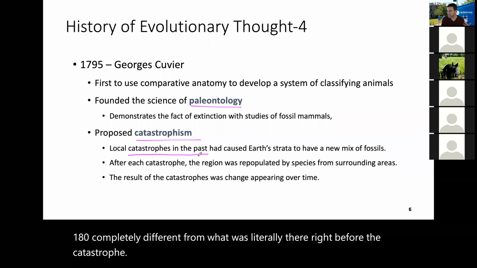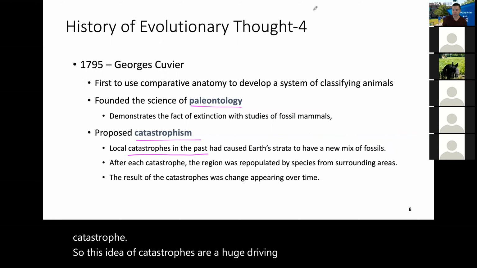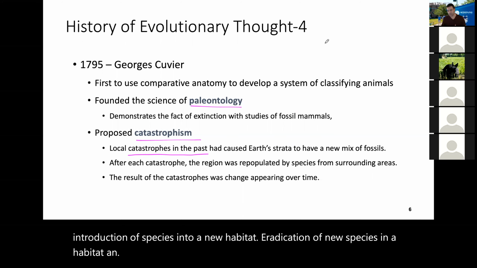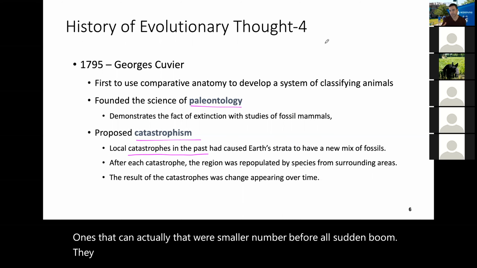So this idea of catastrophes are a huge driving force when it comes to introduction of species into a new habitat, eradication of species in a habitat, and ones that were small in number before, all of a sudden, boom, they can skyrocket in number because of that catastrophe.